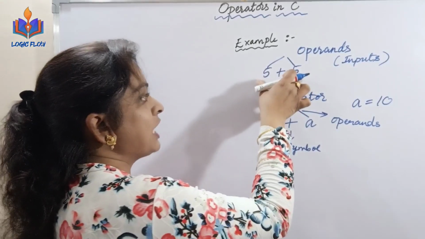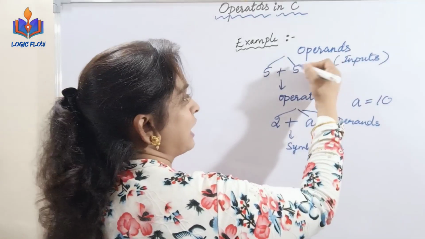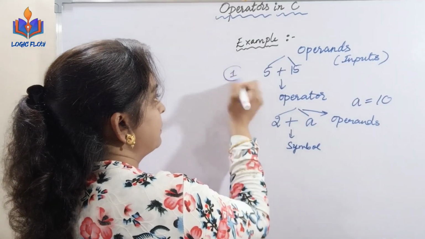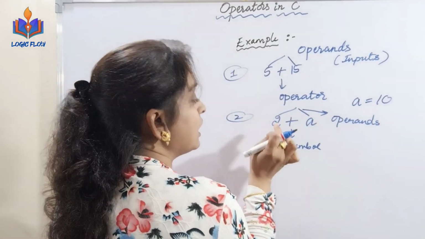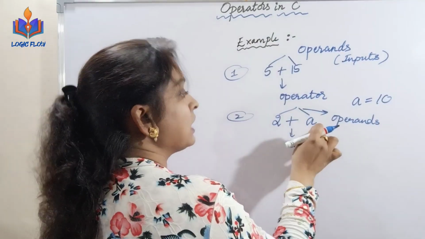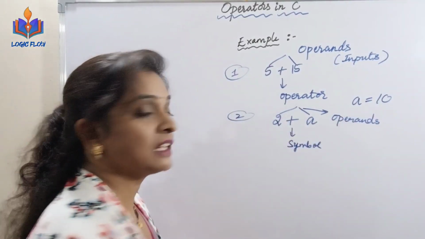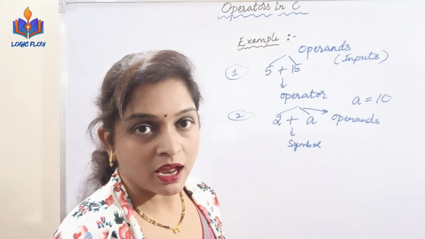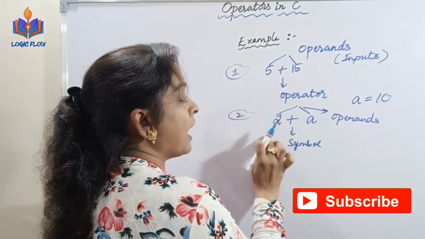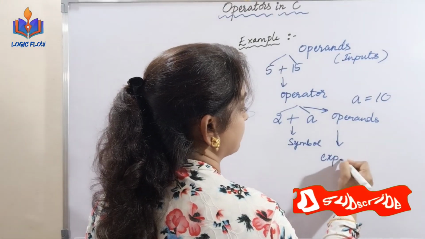In the first example you have the straight values themselves: plus is the operator, and 5 and again 5, or any value, it may be 15, are called operands. In the second example you have a constant value and a variable holding some value. 2 plus a means plus is the symbol performing the addition operation, and 2 and a are acting as operands. And this complete combination of operator and operands, we call an expression.